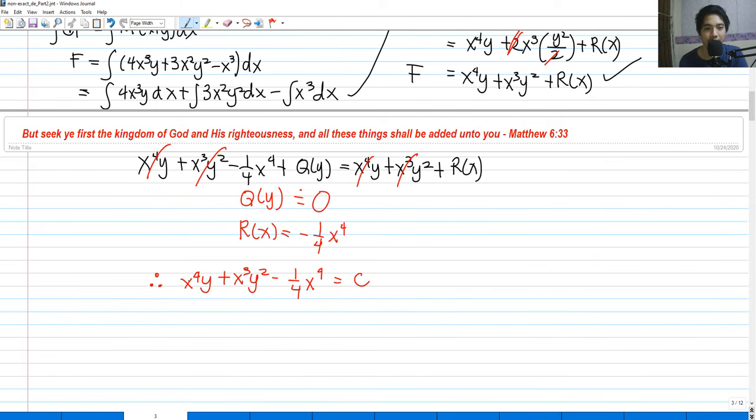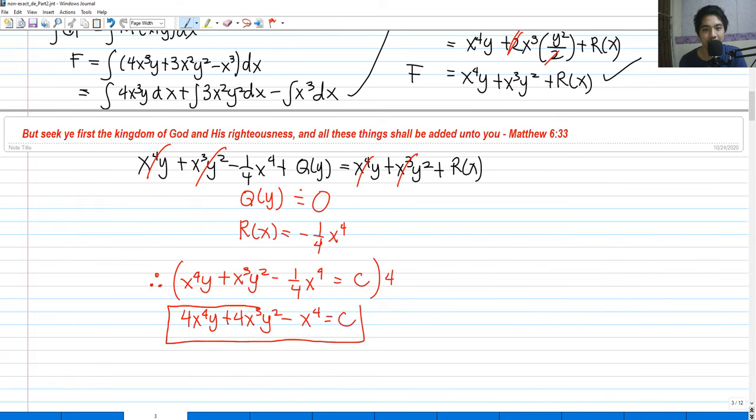Okay, and multiply this by 4 to eliminate the denominator here. So we have 4x raised to 4y plus 4x cubed y squared minus x raised to 4 equals c. 4c would be equal to c. Still c.